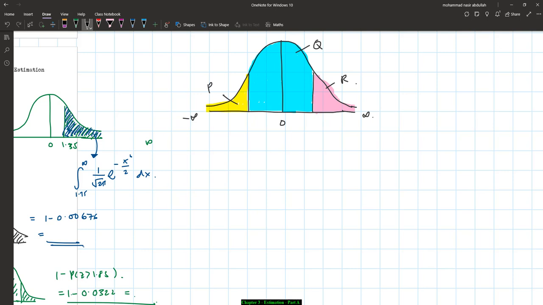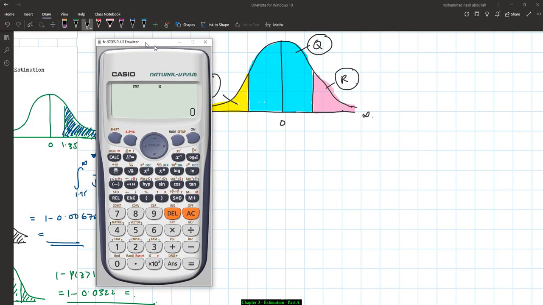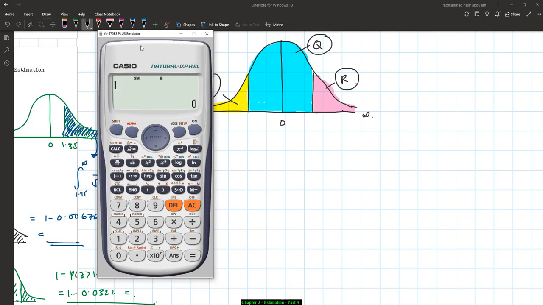If you are looking into the area on the left hand side, we're going to use P. If you are looking at the area on the right hand side, we are looking for the R function. If you're looking at the area in the middle, we're using the Q function, right? So let's say we look at the calculator. This is a calculator, right?